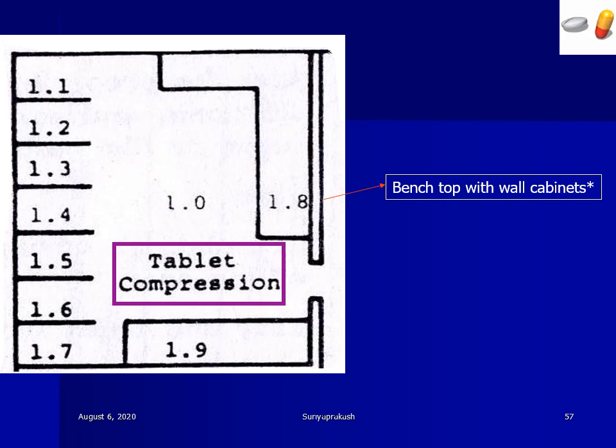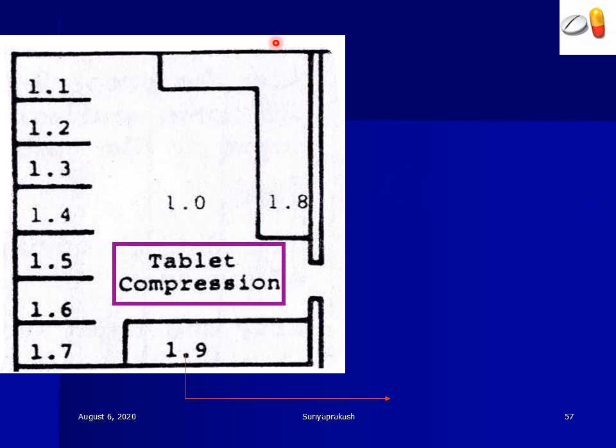Bench top for wall cabinets. This entire item is the bench top for wall cabinets. And 1.9 is the tools and vacuum cleaner. So now what did you understand from this slide? This is the compression area of the pilot plant, right? All the compression machines are there. Now you have to select which compression machine is going to be used for your new formulation.